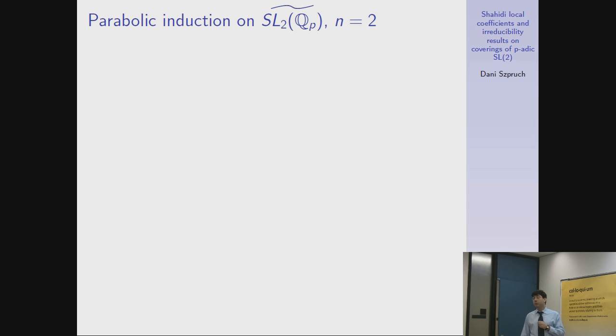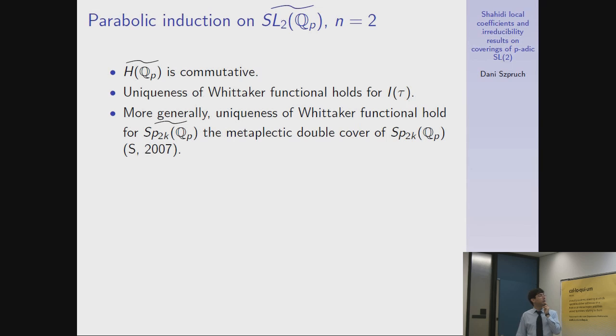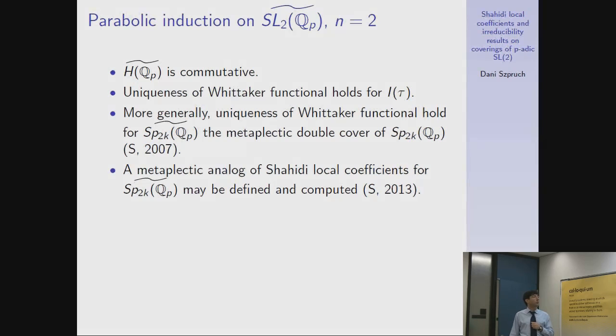So let me tell you something about the n equal 2 case, okay? Which is, in a way, the most basic example. H(Q_p) is commutative. It is a fact. And not unrelatedly, uniqueness of the Whittaker model still holds for this representation. And much more generally, uniqueness of Whittaker functionals holds for the double cover of Sp_2n(K), the metaplectic double cover of the symplectic group. This is a result I proved a few years ago. So, the metaplectic analog of Shahidi local coefficients for Sp_2n tilde can be defined and computed. This is another result of mine.